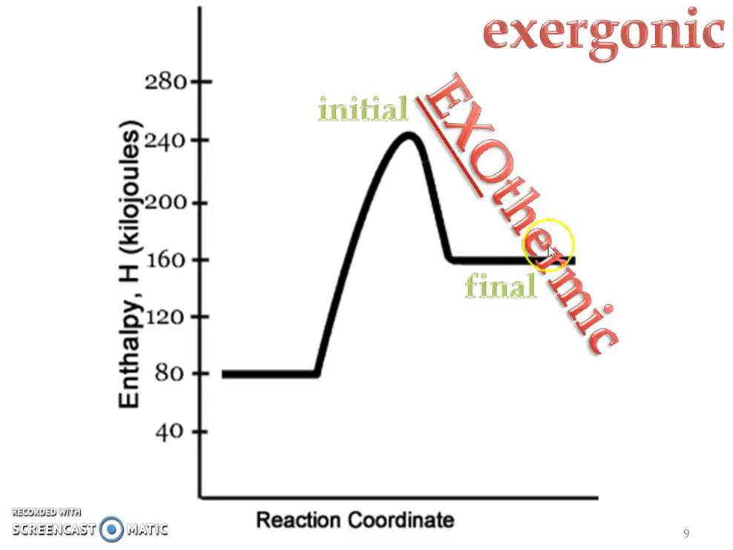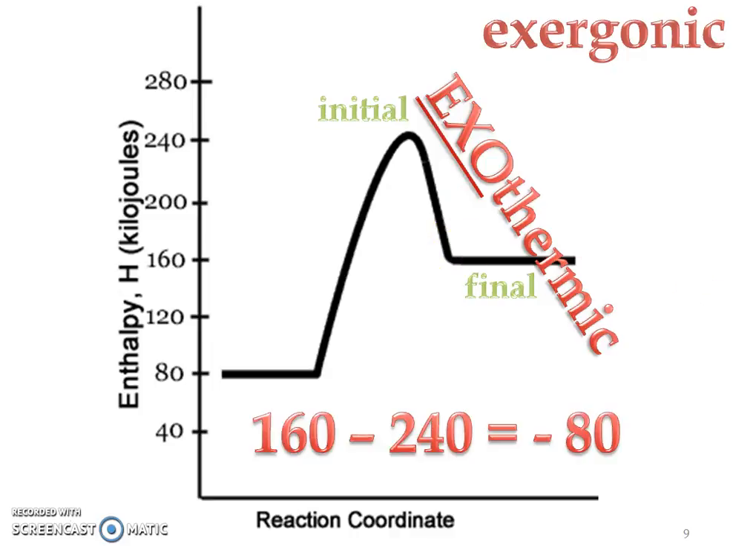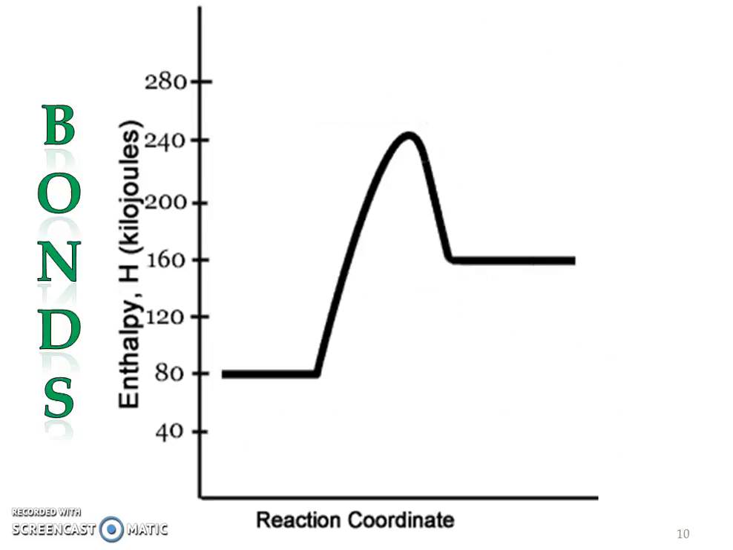So again, exothermic, right? Did exergonic remind you of exothermic? So heat is being released into the surroundings. So let's look at it mathematically. We're going to take the 160 minus the 240 we started with, and notice we have a negative delta H. So again, it's going to be a negative heat energy for an exothermic reaction or exothermic process.